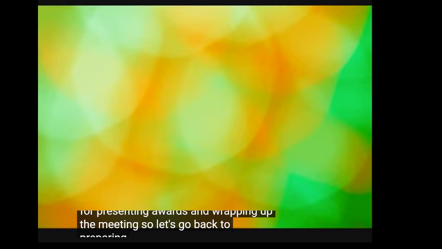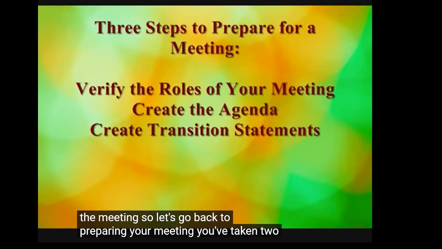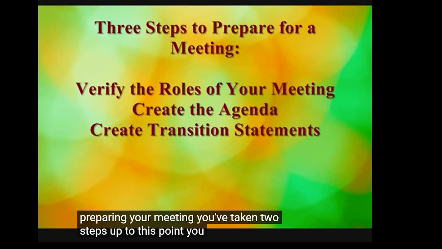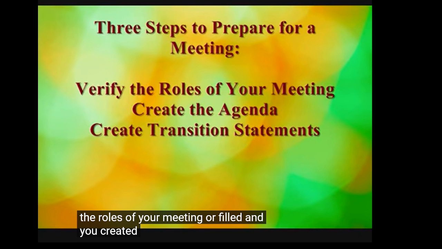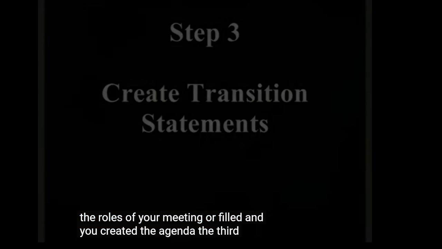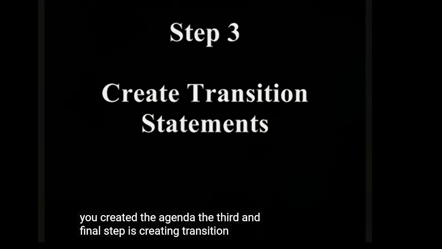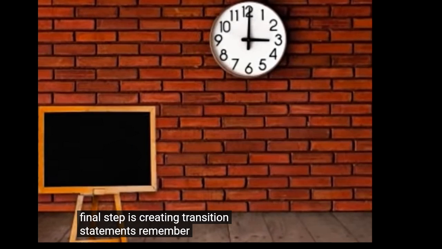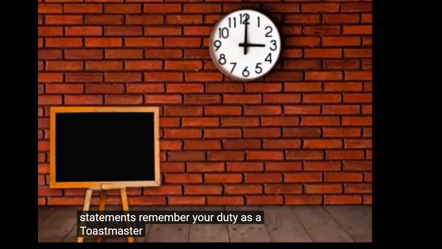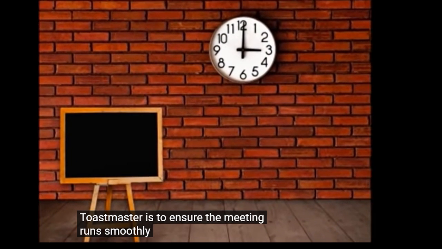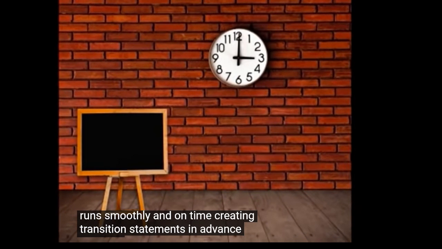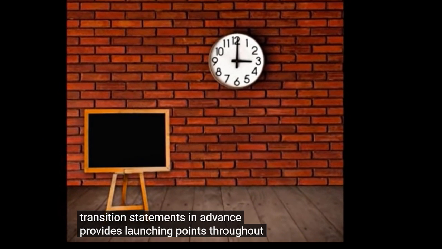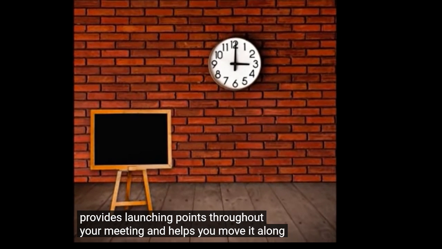So let's go back to preparing your meeting. You've taken 2 steps up to this point. You verified all the roles of your meeting are filled, and you've created the agenda. The third and final step is creating transition statements. Remember, your duty as a Toastmaster is to ensure the meeting runs smoothly and on time. Creating transition statements in advance provides launching points throughout your meeting and helps you move it along.